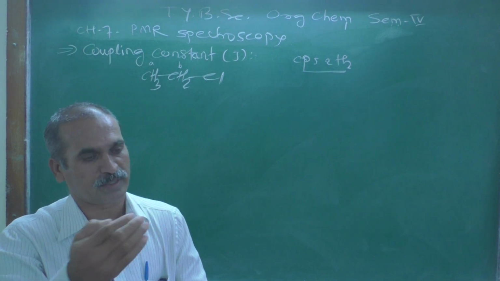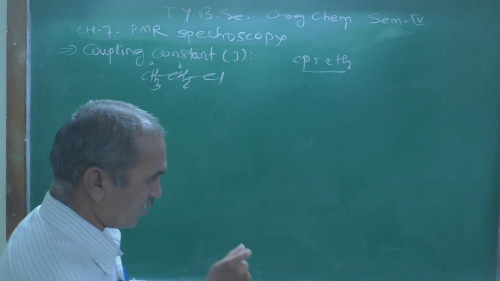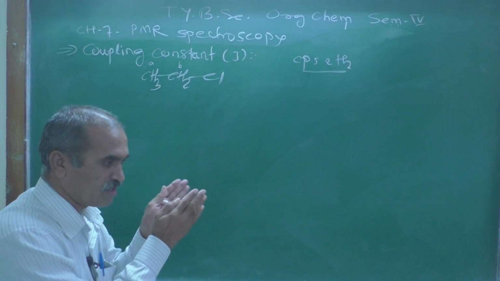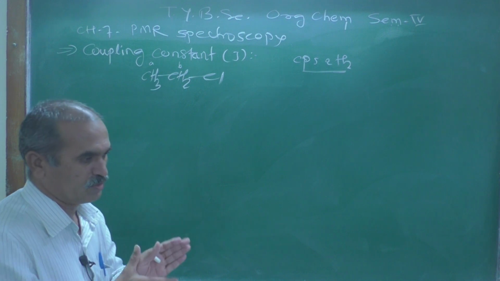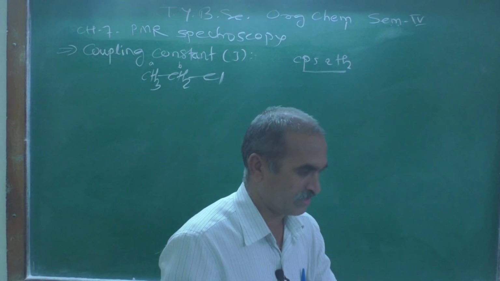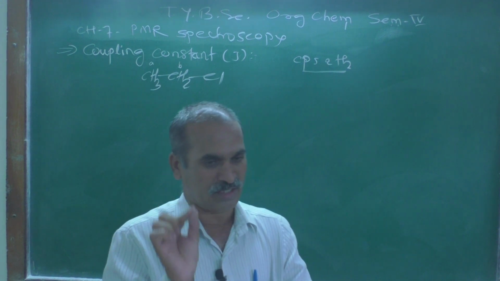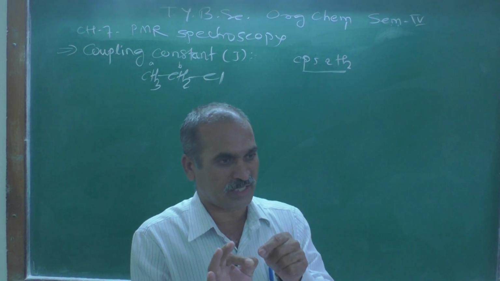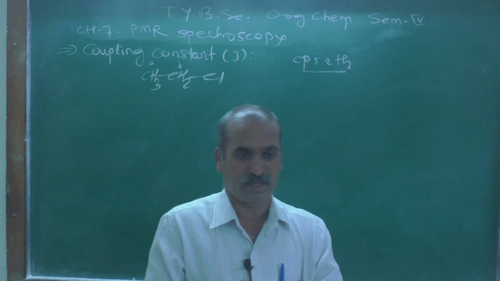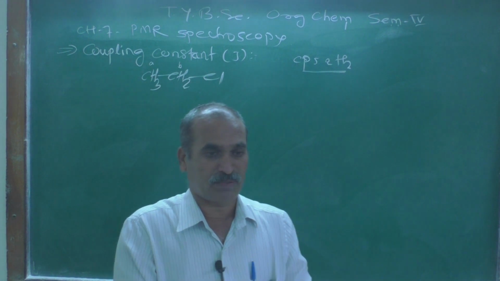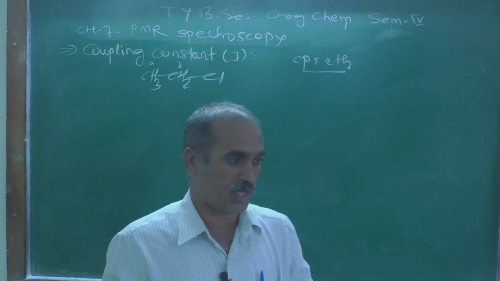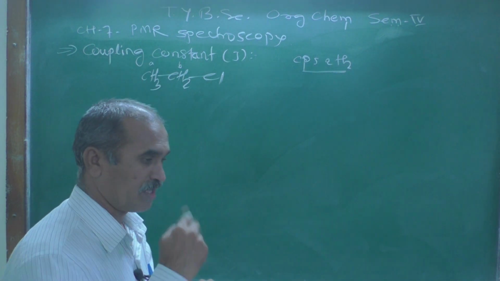The spin state of A is coupled with the spin state of B, and then the signal gets split. Suppose one signal in low resolution is going to split into a triplet, three peaks, that is known as a triplet, and this splitting occurs due to the number of neighboring protons present adjacent to that particular proton, and therefore we are getting a triplet, meaning there are two neighboring protons.